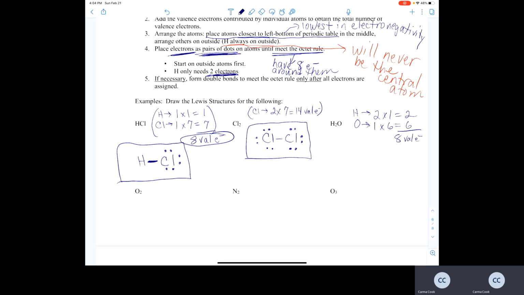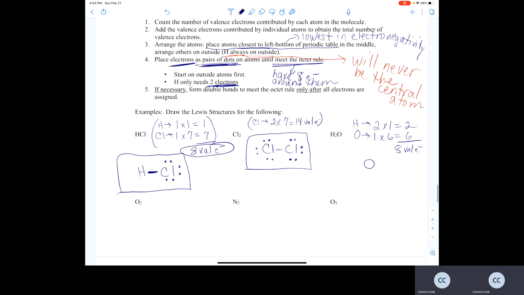And so oxygen will go in the center because hydrogen can never be the central atom. Remember that rule? Since hydrogen can never be in the center, it's always on the outside, I have to put the oxygen in the center and connect the oxygen with a bond to each of the hydrogen atoms. So now I've put in 2 bonds, so that's 4 of the 8 electrons.